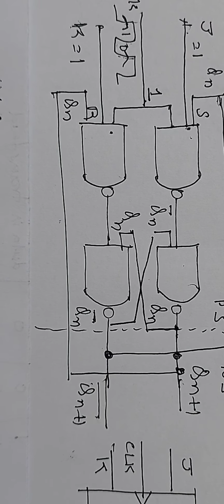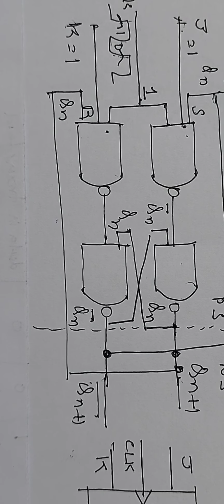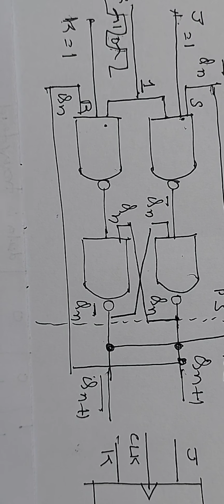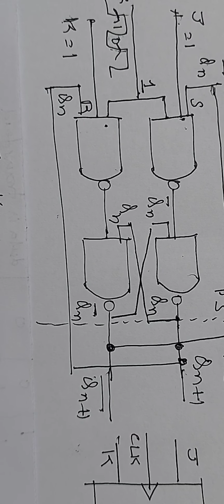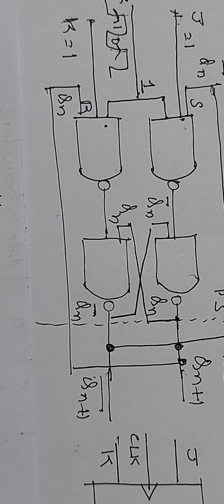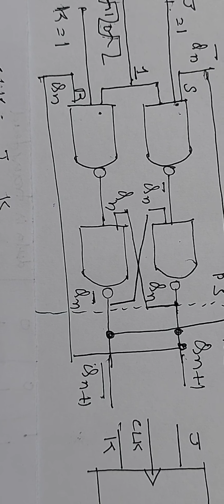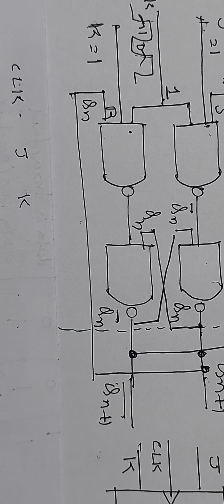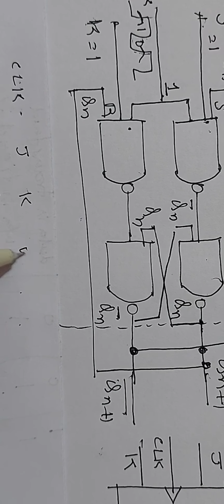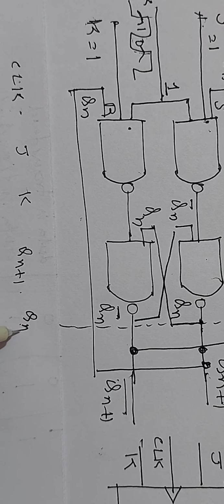Therefore, I will write here, when the clock pulse is absent, that is 0, the two inputs J and K are don't care. Whatever may be the values of J and K, all the possible 4 inputs, for that we take don't care. Let it have any values of the inputs. But when clock input is 0, what is the output? Qn plus 1 and Qn plus 1 bar.